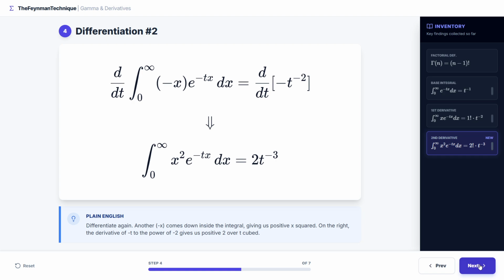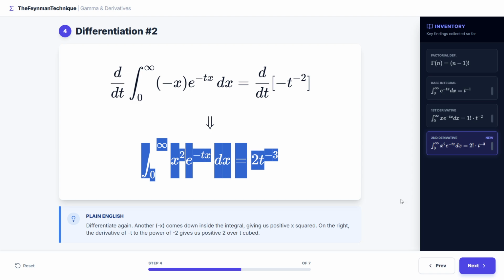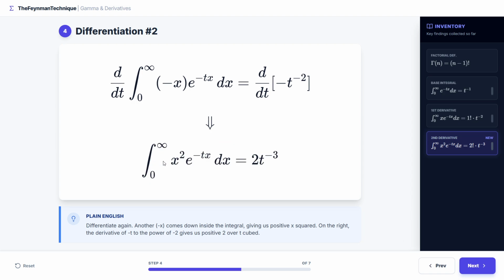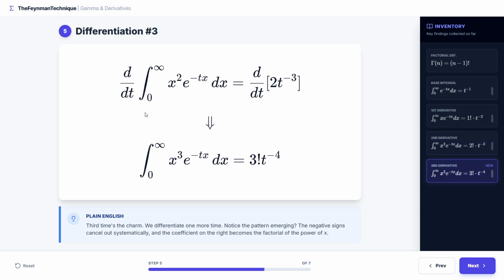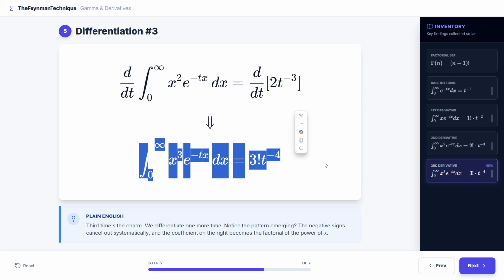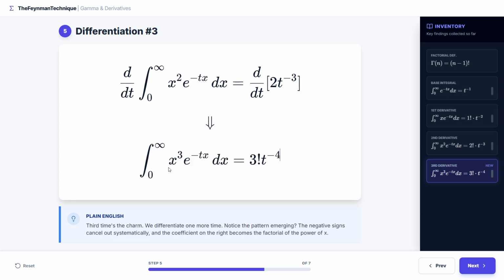Let's do it one more time. We're going to differentiate one more time. We're going to take this and differentiate it with respect to t again. And what do you think is going to happen? This is going to increase by 1. We're going to get a factor of 3 down here, and this will decrease by 1. That's what's going to happen every time. So you'll note this is what happens if we do it again. Now, take a look at this. This pattern is going to continue.